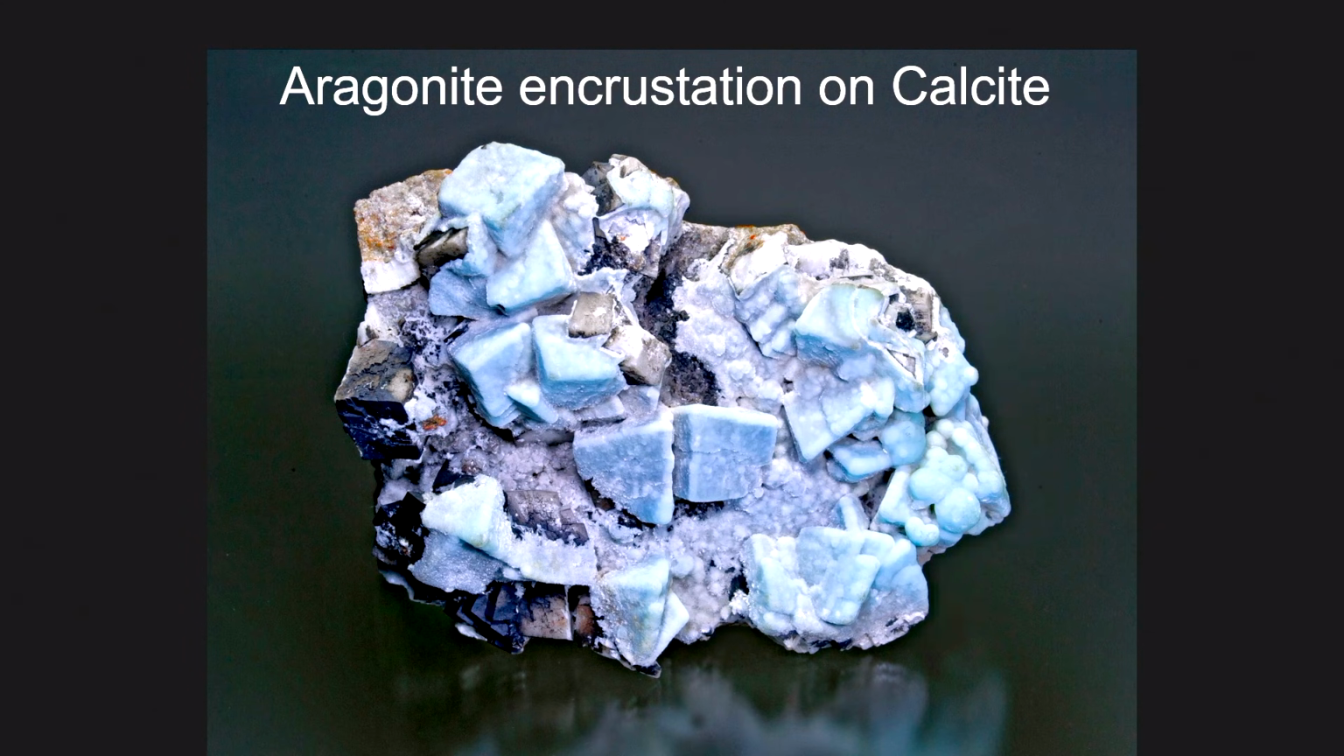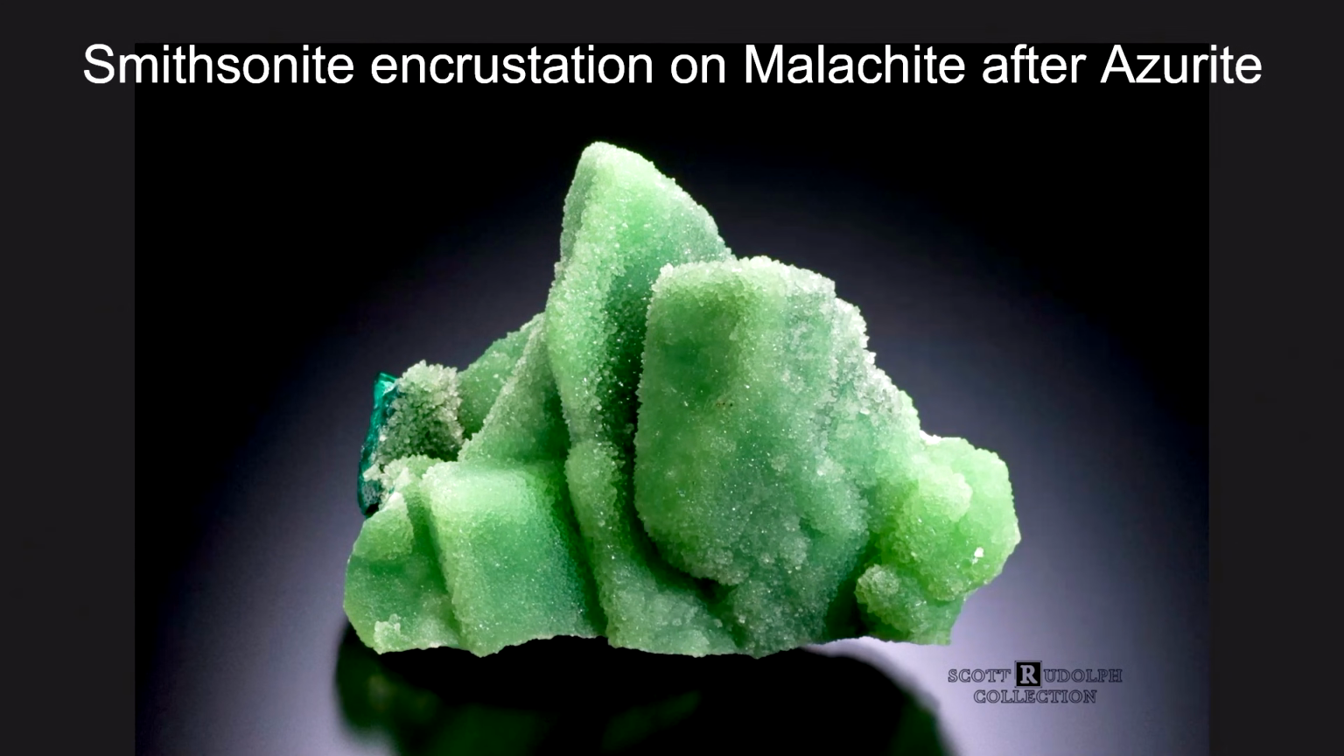These specimens are thought to be formed post-mining. In other words, water from the surface flowed down through the mine and along the way picked up calcium and carbonate and some copper ions as well, and this was all deposited on top of the calcite rhombs with the aragonite taking a blue color from the copper ions that are present.